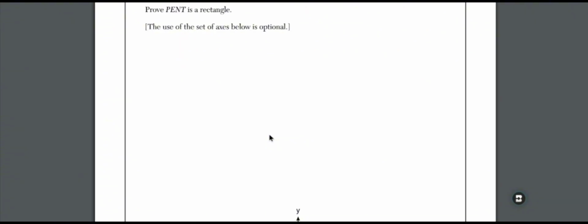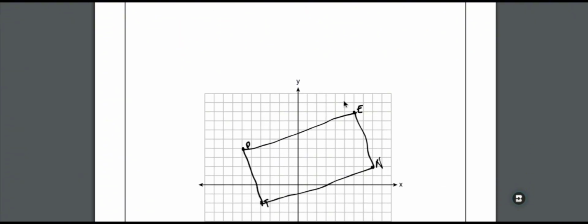So how do I prove it's a rectangle? I can prove that the opposite sides are perpendicular. And when the opposite sides are perpendicular, they're gonna create right angles. Okay, so I've already proven that side PE and PT are perpendicular, with their slopes. Now I need to prove EN and TN. So I've done PT, PE, I need EN and NT or TN.